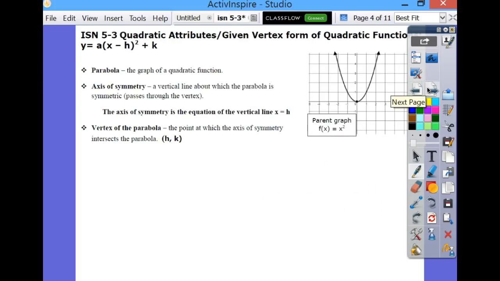Continuing with your notes, these are words we've talked about already this week. The name of the graph itself is called a parabola. The axis of symmetry goes down the middle. The vertex is this point right here, and the vertex is called h and k in the vertex equation.